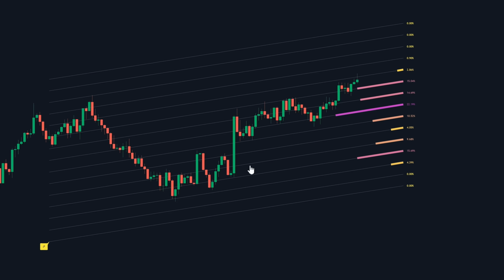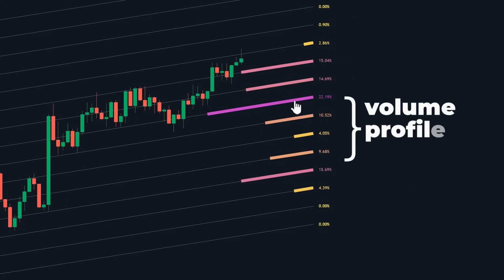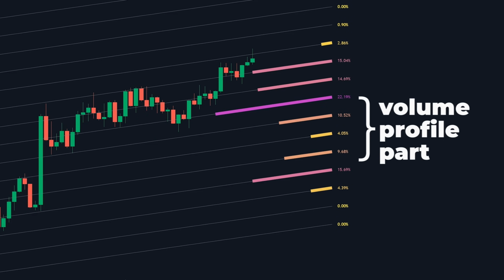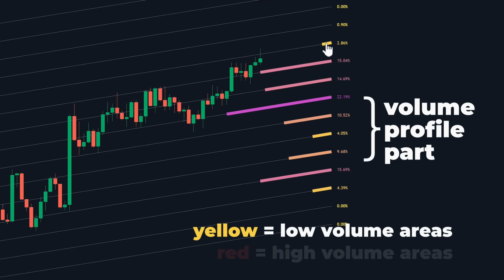Then, inside the channel, you've got this colorful histogram, which is the volume profile part. It's split into different levels, and you'll see these bars showing how much volume was traded at each level. Notice the colors? They usually go from yellow for low volume areas to red for high volume areas, making it super easy to spot where the market interest is concentrated.